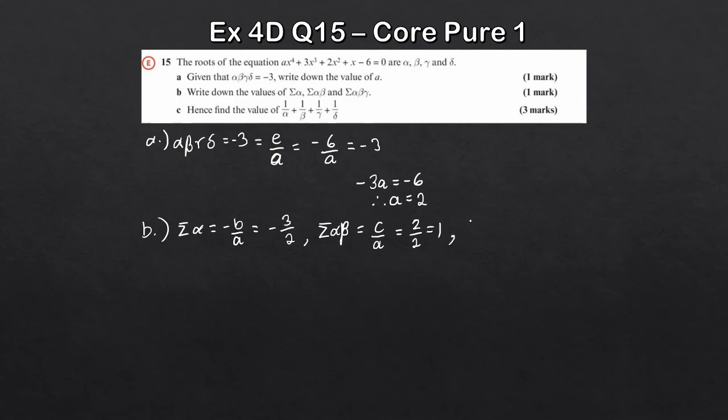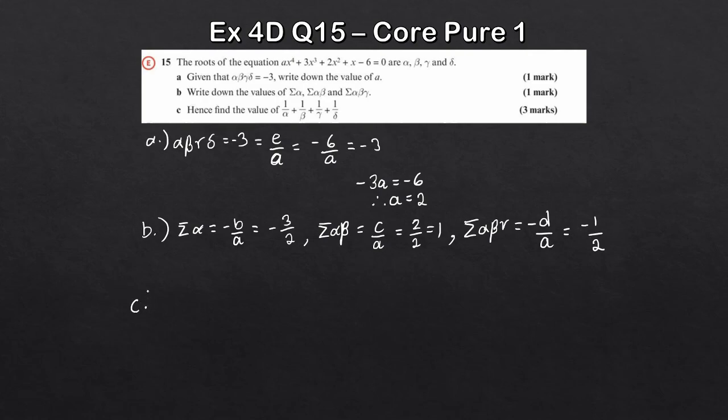And then finally, sigma alpha beta gamma. There we go. We're getting there. That's going to be minus D over A. Okay, so that's basically minus 1 over 2. Okay, so them are the 3 parts that we need there.